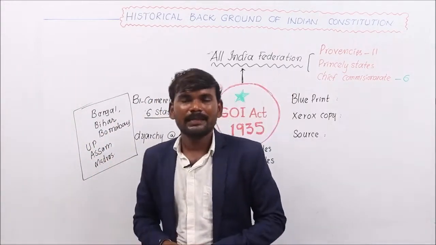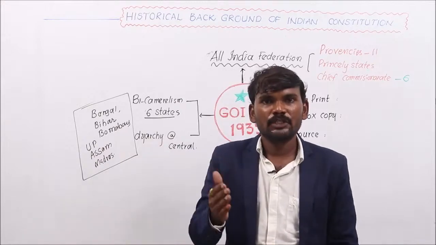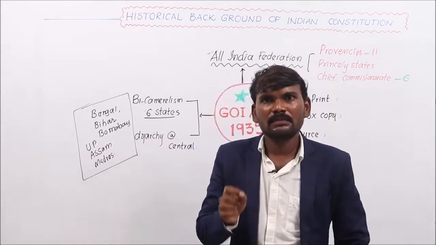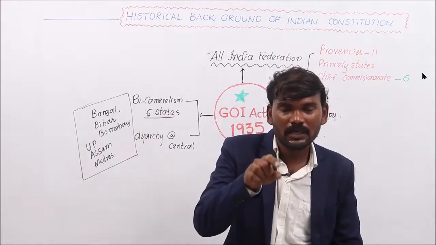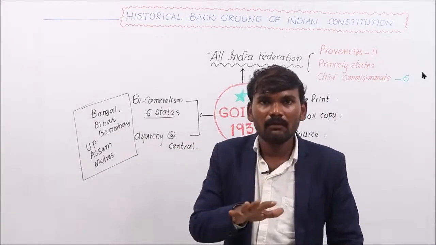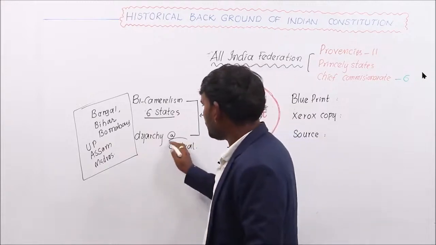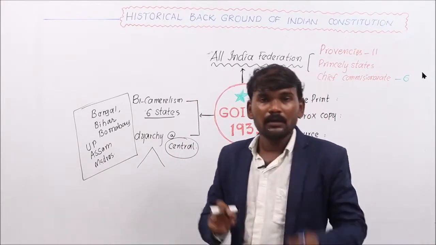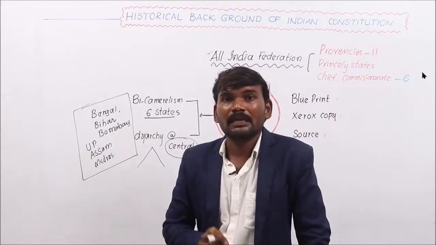Next, coming to diarchy. Diarchy means the subjects which were divided into transferred and reserved items. The diarchy system was also introduced by the 1919 Act at state level, but at the time of 1935, the same diarchy system was abolished at state level and introduced at central level. Diarchy means dual government. Diarchy is derived from a Greek term meaning dual government.